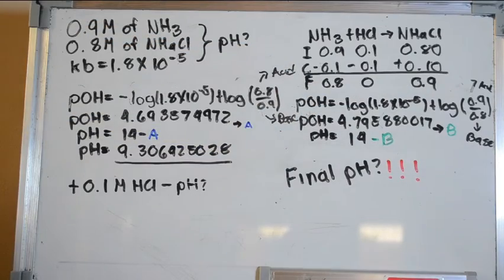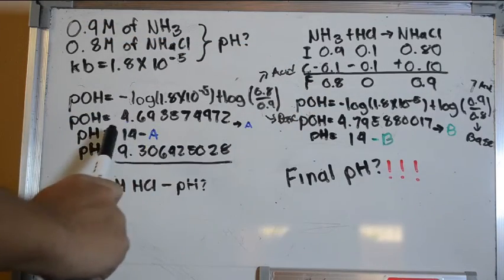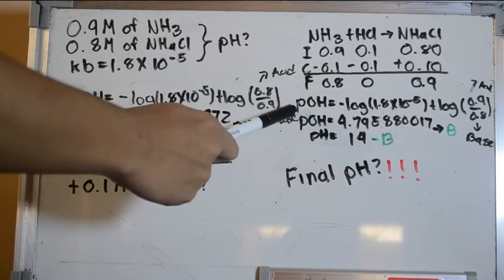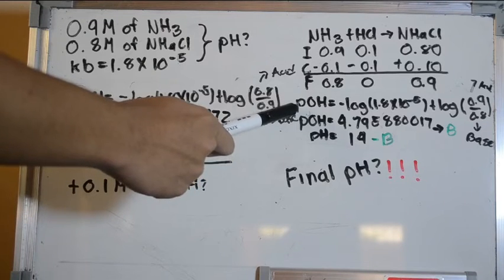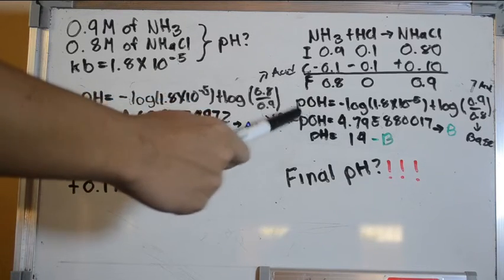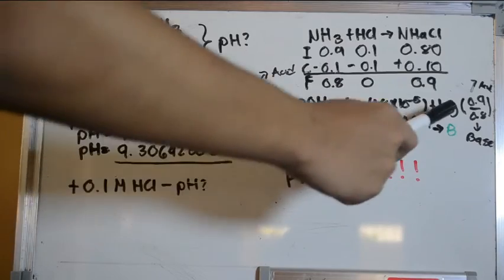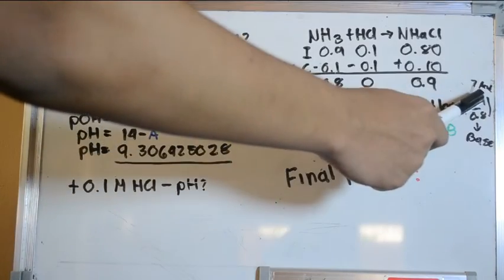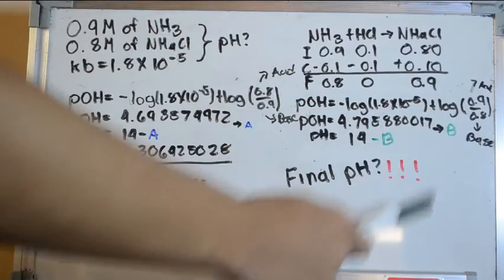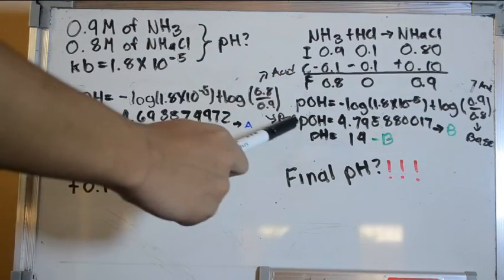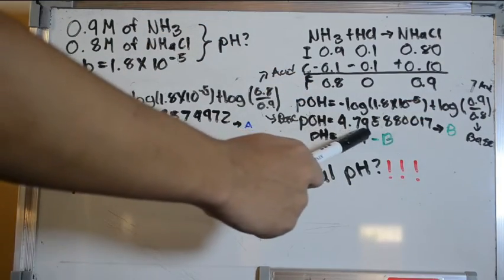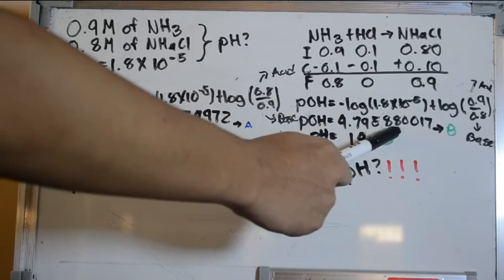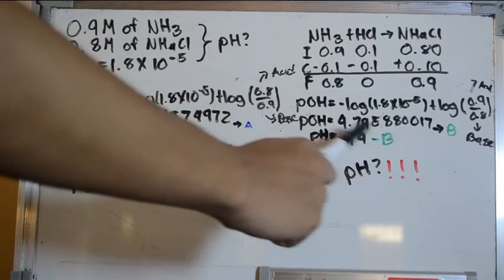We repeat what we did on this side and use the Henderson-Hasselbalch equation for bases. We compute for pKb, and like on the other side, we use the base and its conjugate acid's concentrations to compute. The final pOH is 4.795880017, which we now input into letter B.